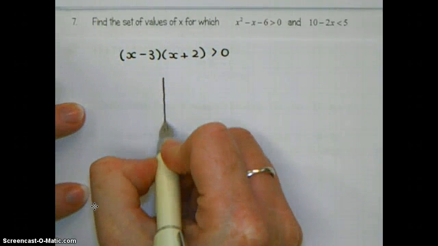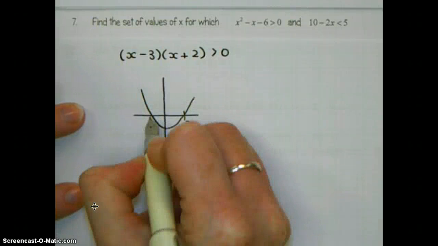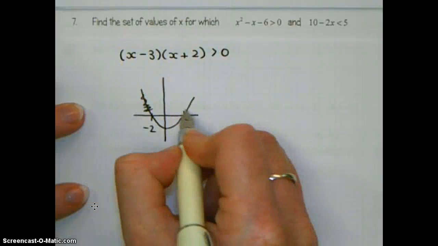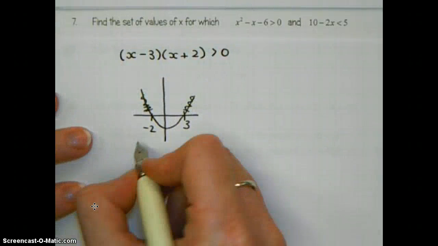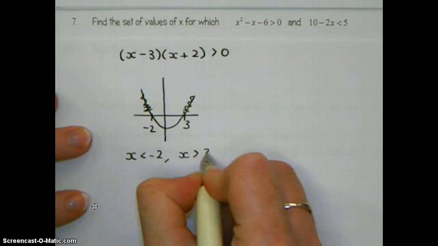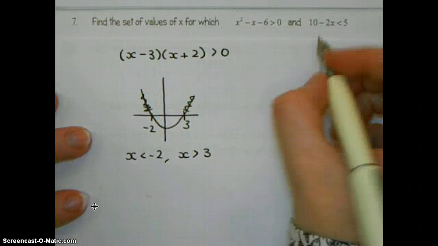So this is going to cross my axes at minus 2 and positive 3. And I want to know where it's bigger than 0, which is here and here. So the inequality for that is x must be less than minus 2 and x is bigger than 3. I look at my second inequality. This is a nice one to solve.